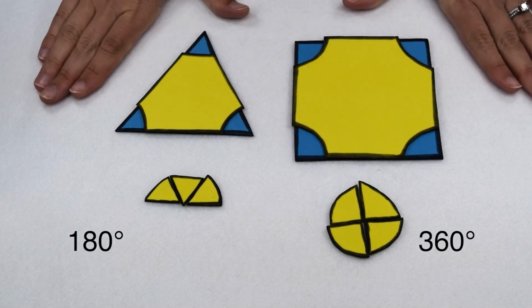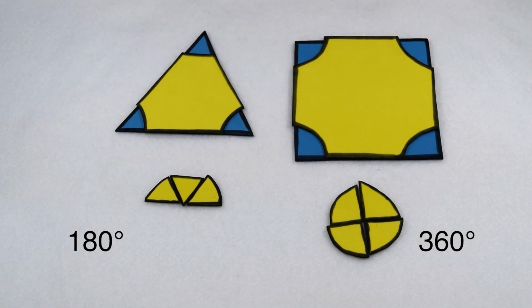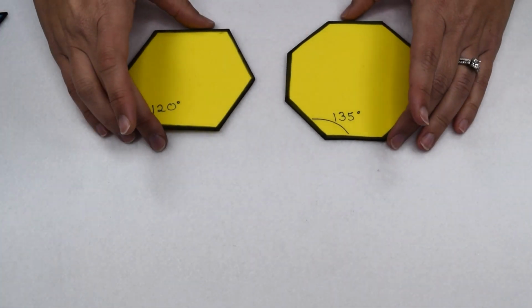Now, we're not going to be able to take all our figures, cut off the angles, and arrange them to find their interior angle sum. So let's look at another way we can work with regular polygons to find their interior angle sum.